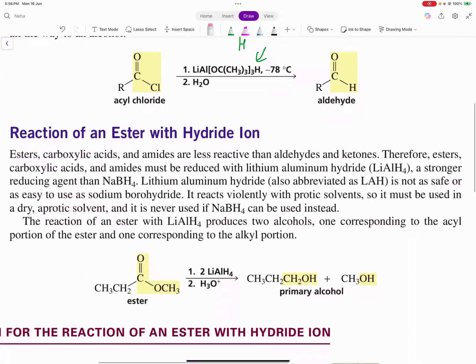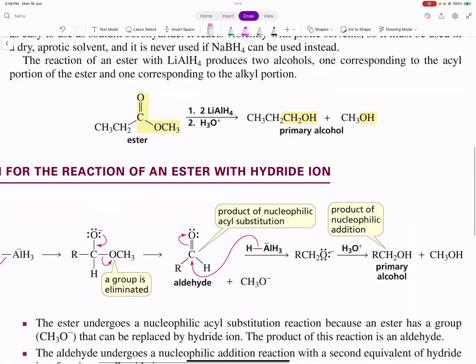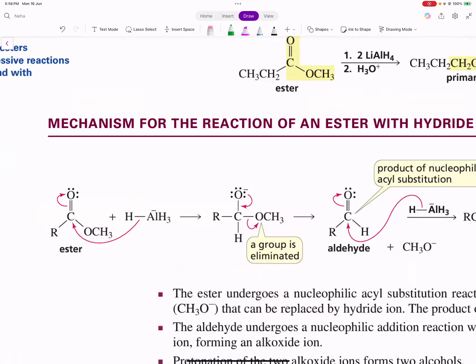Reactions of an ester with hydride ion. Ester, same drama. See, first this H negative. See how I am looking: ester, nucleophilic acyl substitution. What is the nucleophile? H negative. So I will replace this group by an H. I will get this product.